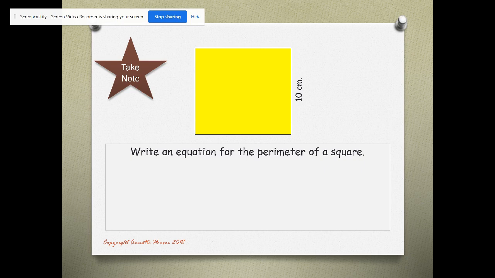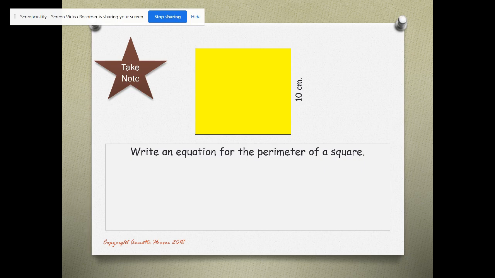So the equation we use for a square is perimeter equals 4 times the side. So of course, if we plug that in, perimeter equals 4 times 10. And yes, I know you can do this mentally, but write out the steps because we're going to have numbers that are not easy to do mentally. 40 centimeters again.